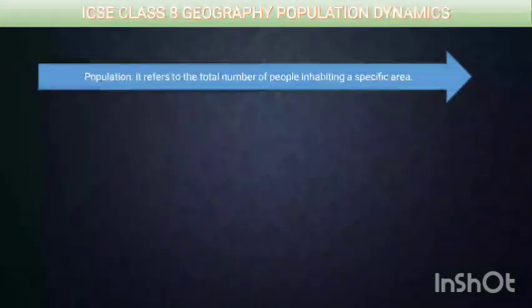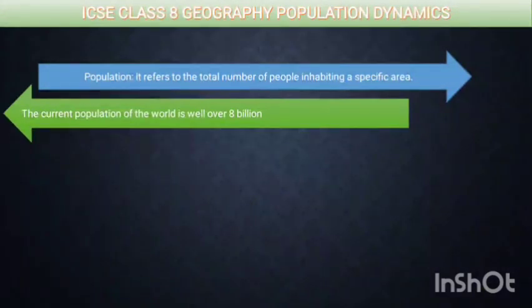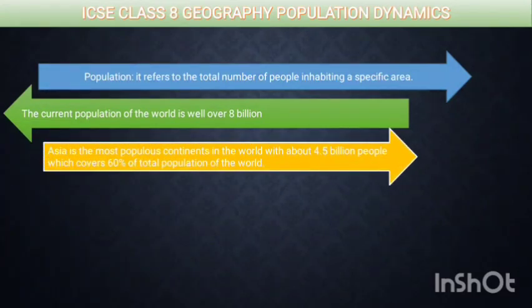First, we will learn the basic information regarding population. What is population? Population refers to the total number of people inhabiting a specific area. It is not evenly distributed everywhere. Somewhere it is densely populated, somewhere it is sparsely populated, and the current population of the world is 8 billion. Next, Asia is the most populous continent in the world, with about 4.5 billion people, which covers 60% of the total population of our world.